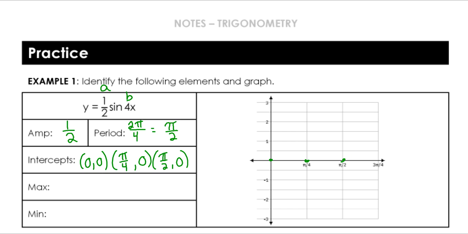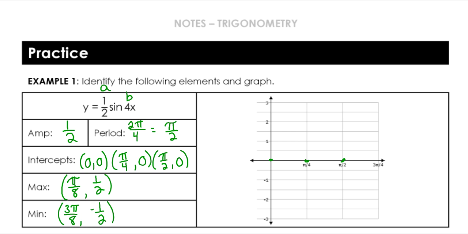All right, my maximum and minimum here. So the maximum we find by doing a fourth of 2 pi over b. So that would be pi over 8. And then the a value is how high it is. So it's at a half. And then the minimum on this one would be at 3 pi over 8. And it would be down at negative 1/2.